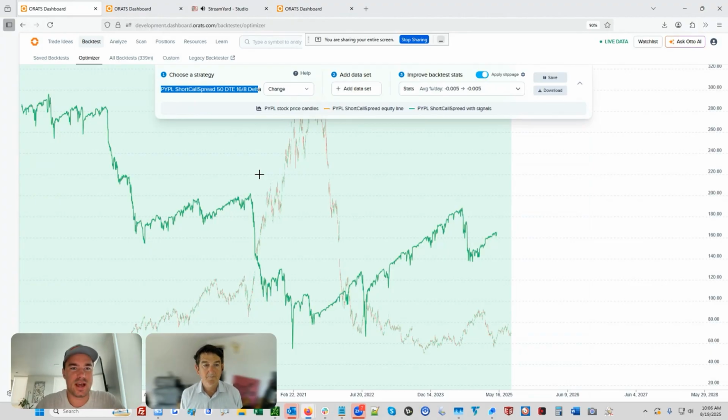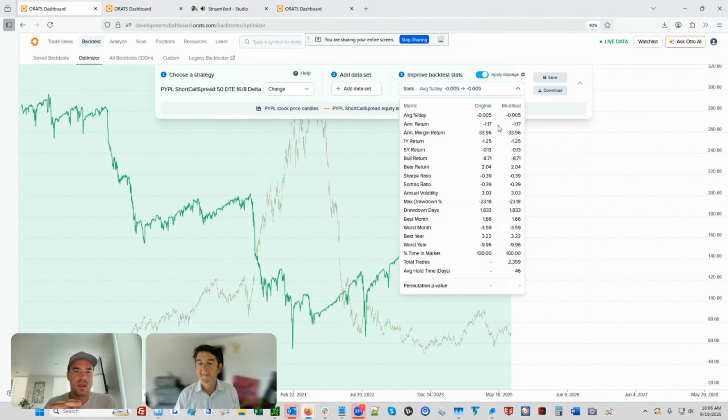At the top, it says stats average percent per day. That's sort of the goal. What we're doing is applying these ORATS indicators and trying to improve the average percent per day. Matt, do you want to talk about what the average percent per day is? Like what's the value right now, and what are we trying to get it to?